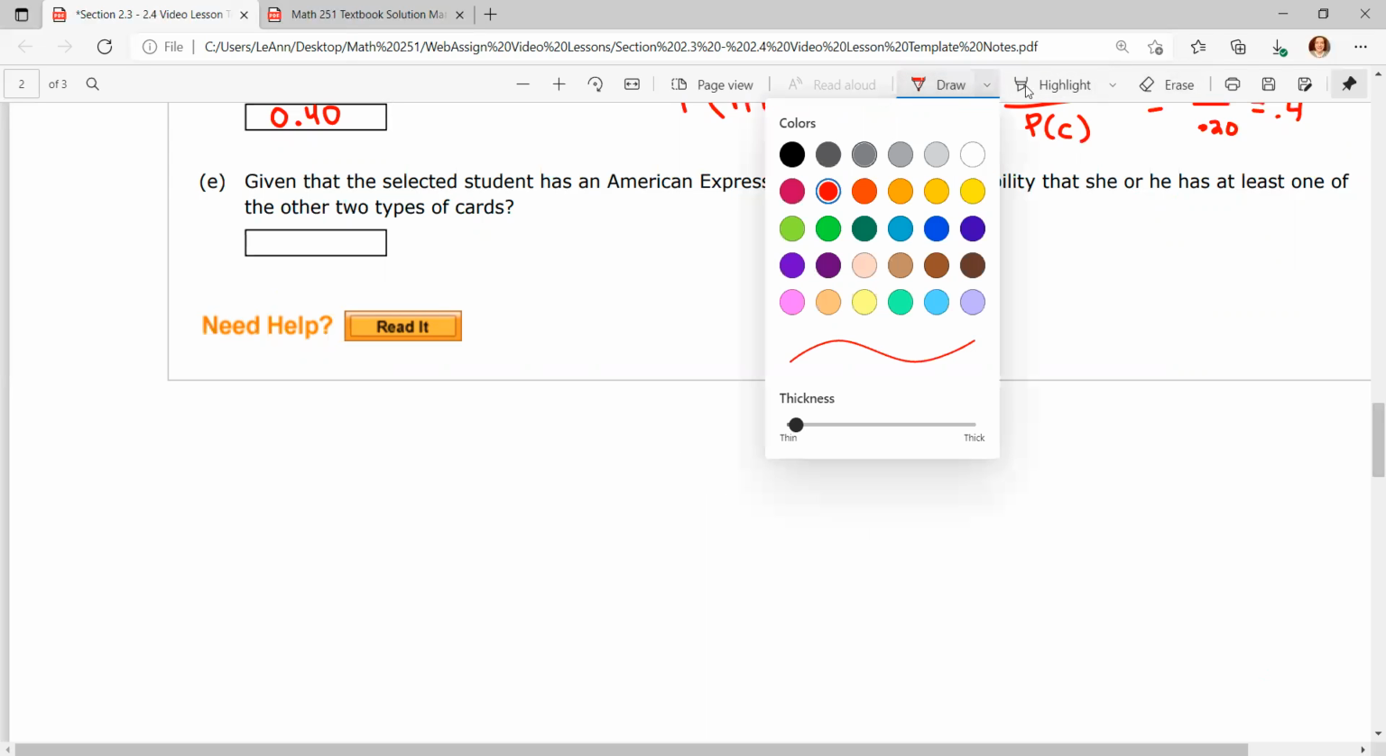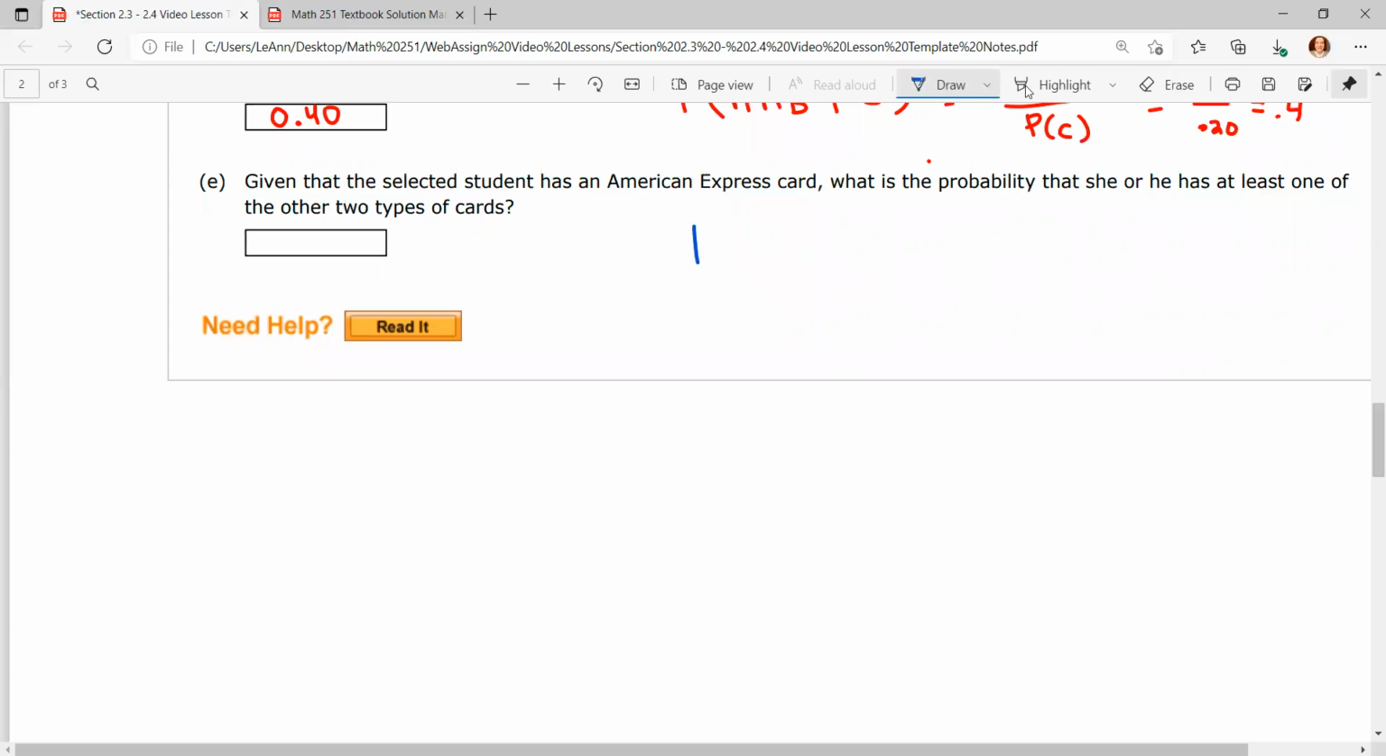So for this one, we're writing it as, we still know that we have American Express. So given American Express, which was C, but it's at least one. That means one or the other or both. That's a union of the other two. So when you do a union, you add up all of the things in circle A or B, but we're going to have to also look at this a little bit carefully.